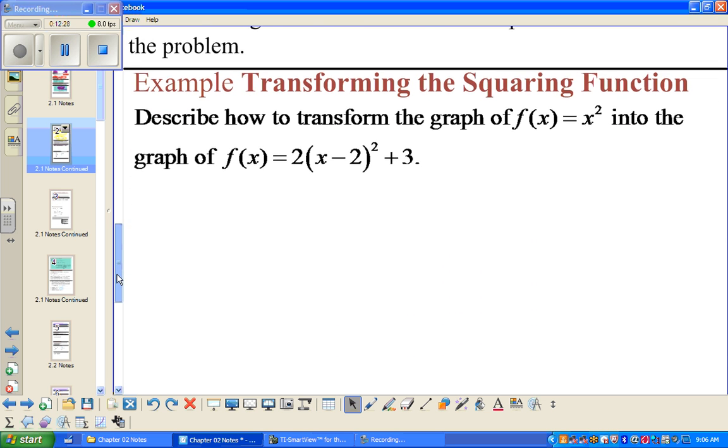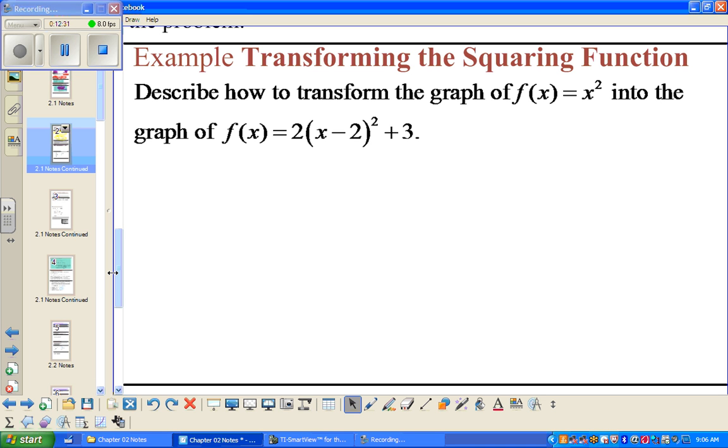So switching gears a little bit, just like in last chapter we talked about different kinds of transformations of basic functions, you'll do the same thing here. If you want, you can pause after you look at this problem and see how you would describe how to transform from x squared to f of x equals 2 times (x minus 2) squared plus 3. I'll reveal the answer, and you can see if you answered it the same way, and also think about where that graph would be, if you can imagine.